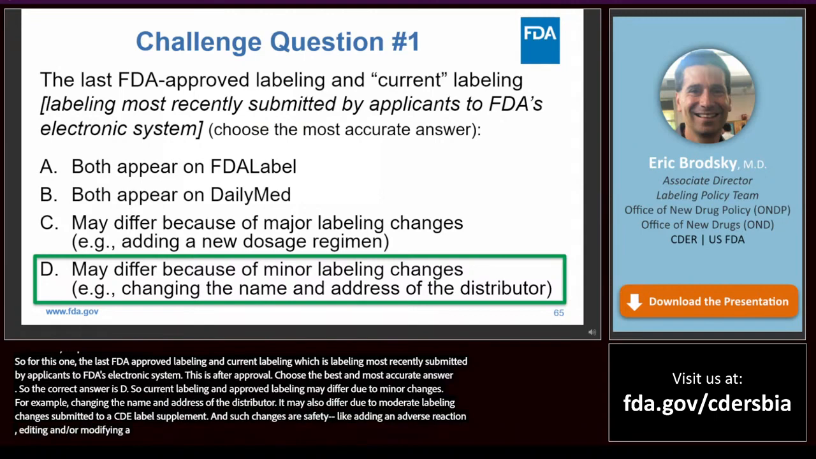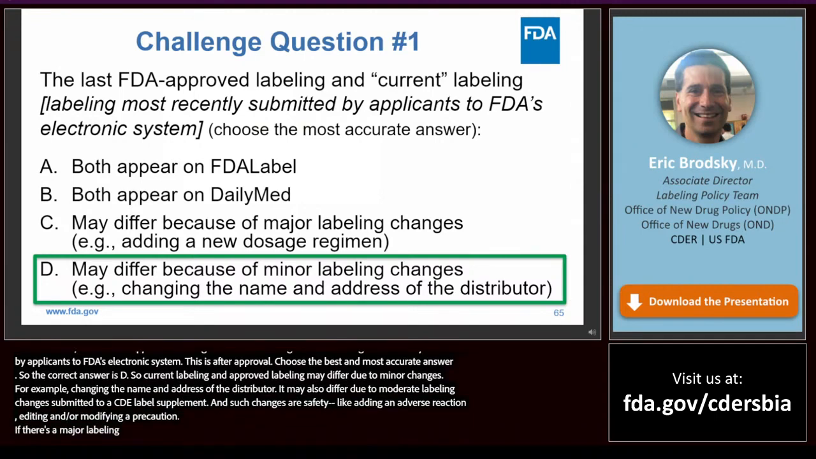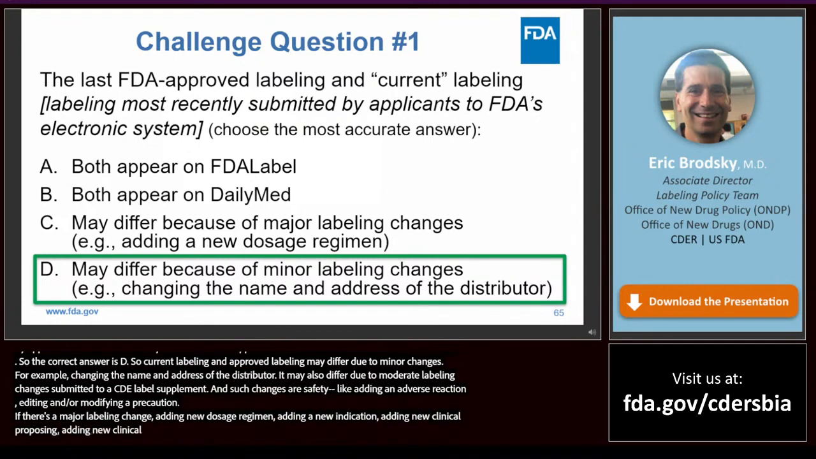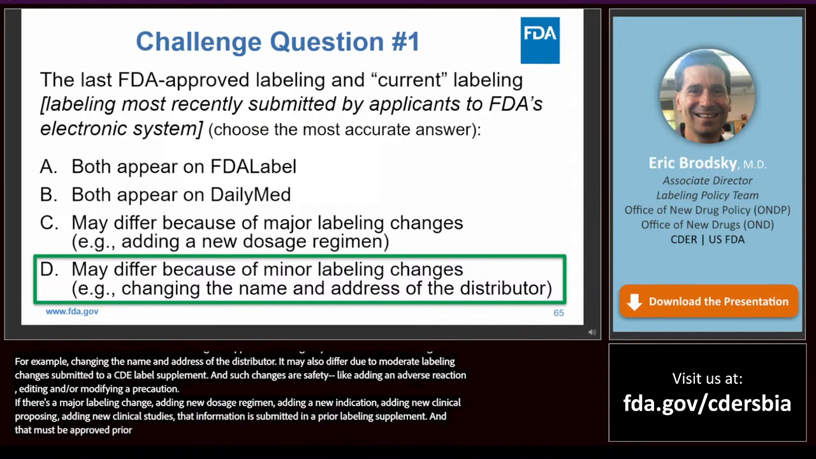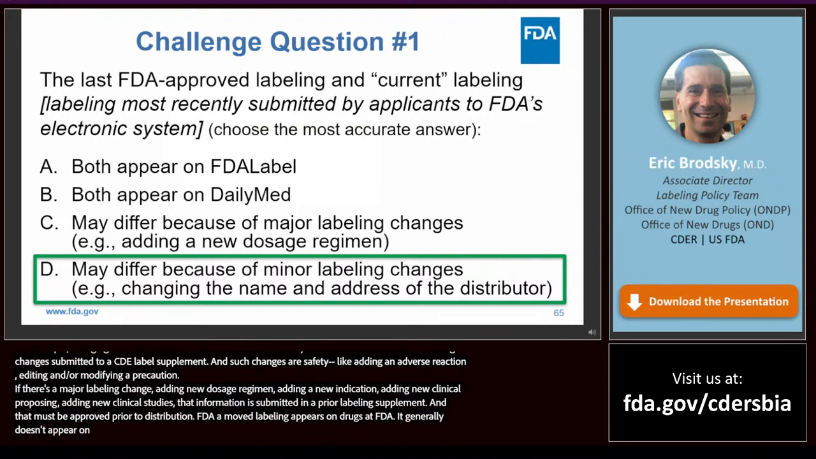If there is a major labeling change, like adding a new dosage regimen, adding a new indication, adding new clinical studies, that information is submitted in a prior approval labeling supplement, and that must be approved prior to distribution. FDA-approved labeling appears on Drugs at FDA. It generally does not appear on FDA label or Daily Med. FDA label and Daily Med has current labeling.